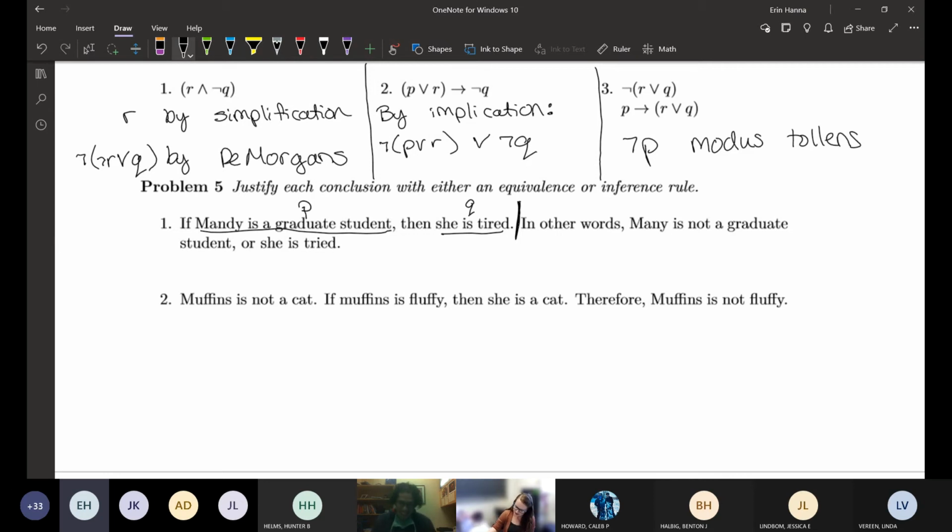That's supposed to say Mandy. Mandy is not a graduate student, or she is tired. So I kind of went a little farther to get the "or she is tired" in there. So we have P implies Q: if Mandy is a graduate student, then she is tired. And then we also have not P or Q.